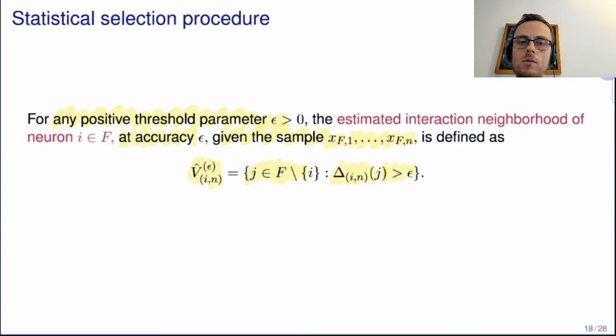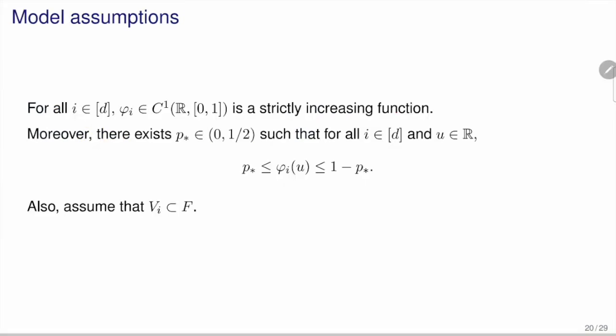Okay? So this is the selection procedure that we use to estimate the interaction neighborhood of neuron I. To state the consistency of the estimator v hat, we need some assumptions. So the first assumption is the following. For all I in my network, the spiking rate function phi I is a C1 function, strictly increasing. The second assumption is the following.